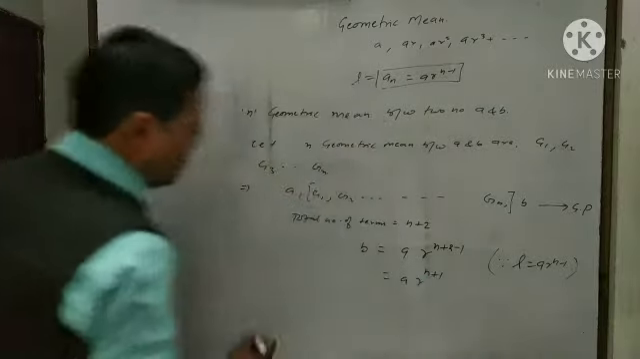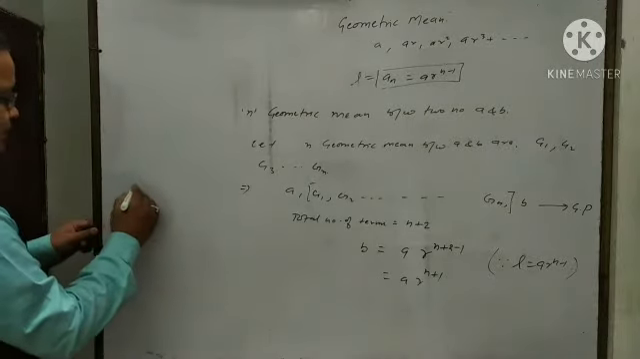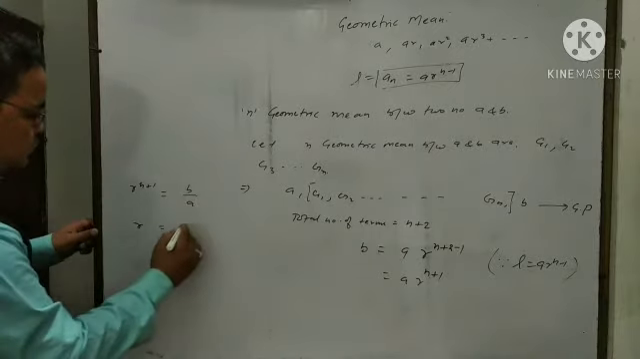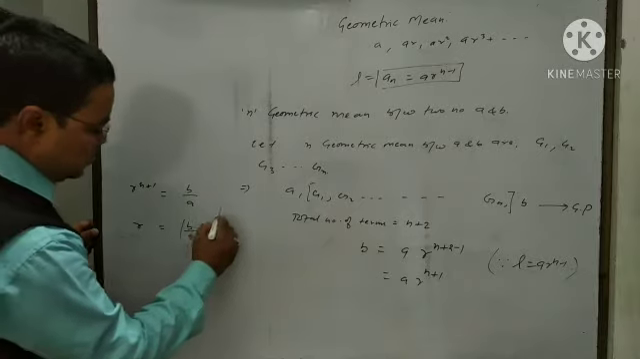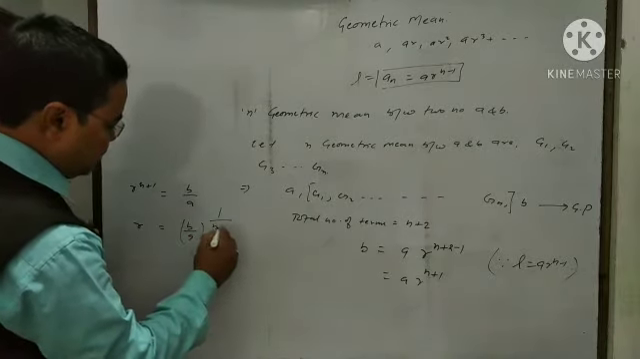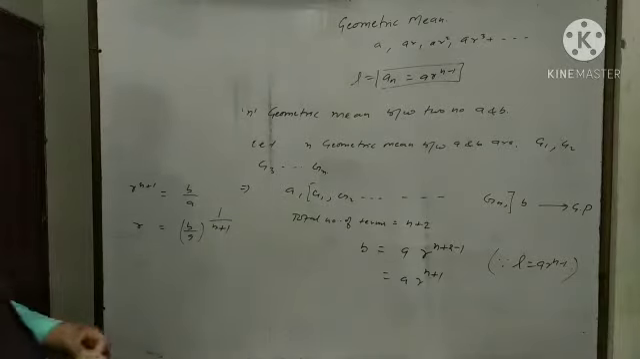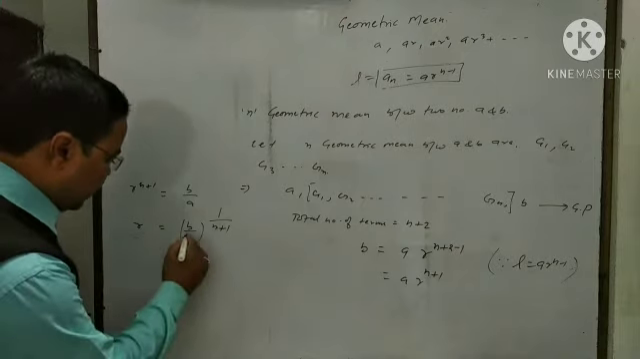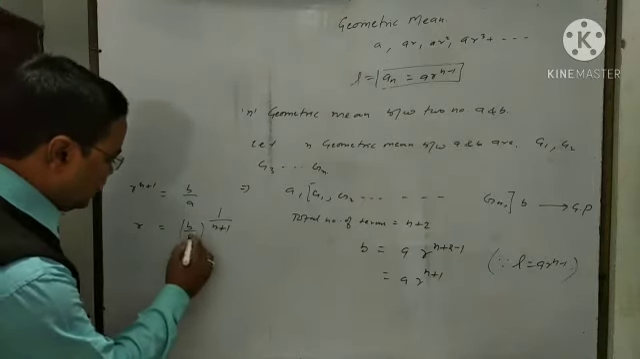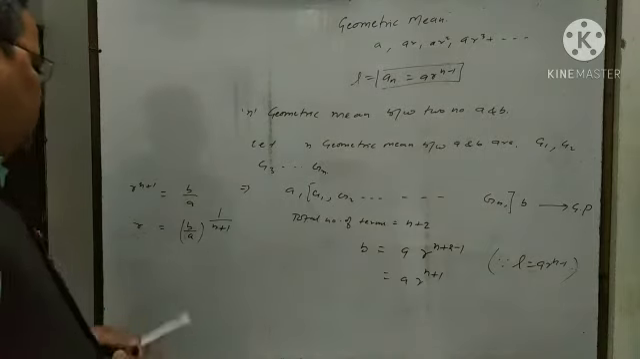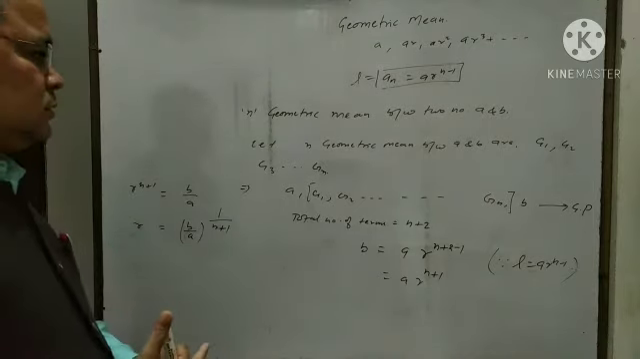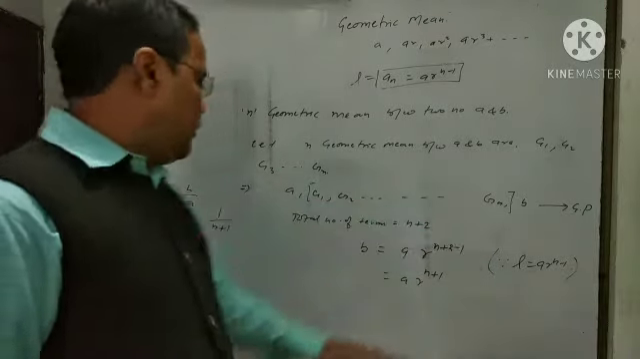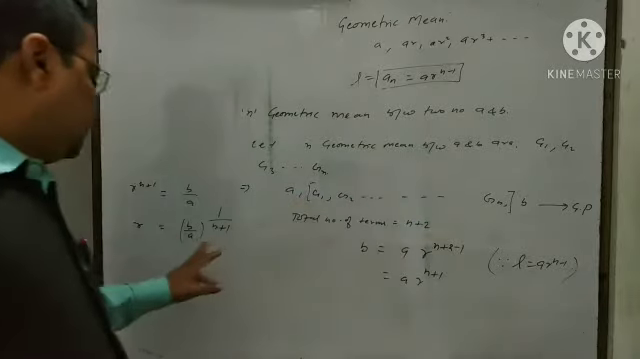plus 1. This implies that r to the power n plus 1 is equal to b by a, or we can write r is equal to b upon a whole raised to the power 1 upon n plus 1. Getting? Okay, in this way we can find the common ratio of the geometric progression by taking n geometric means, where b is the last term and a is the first term.